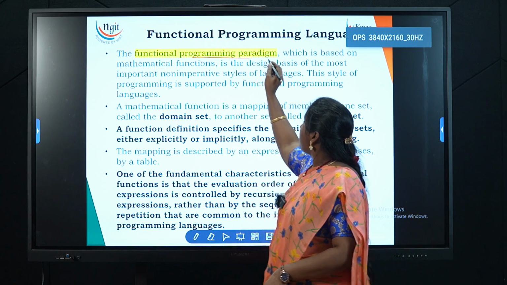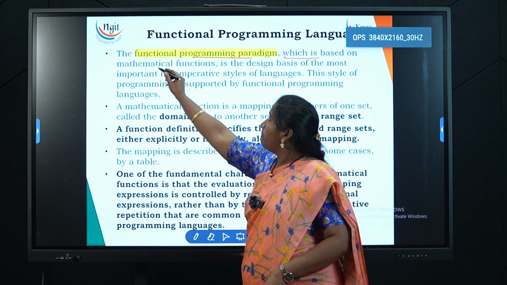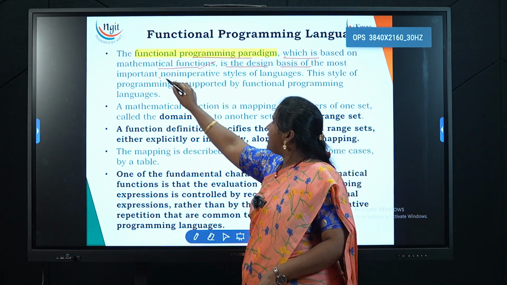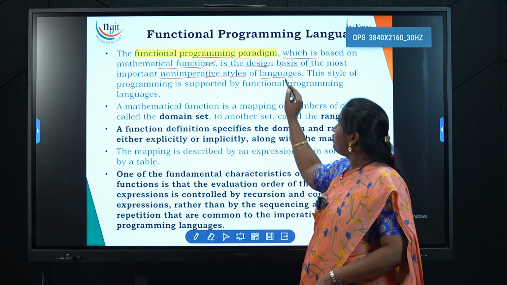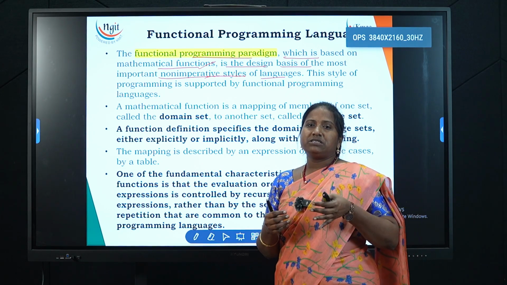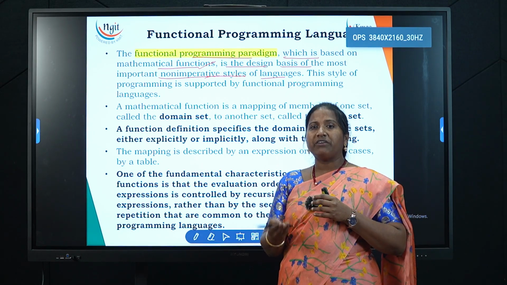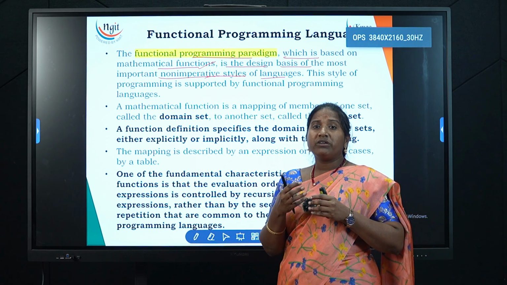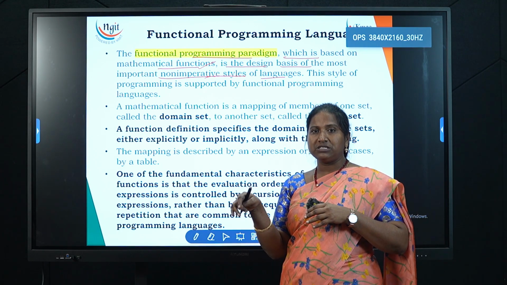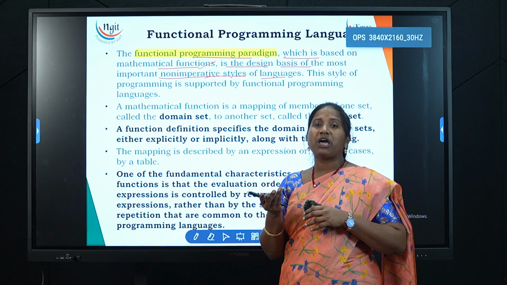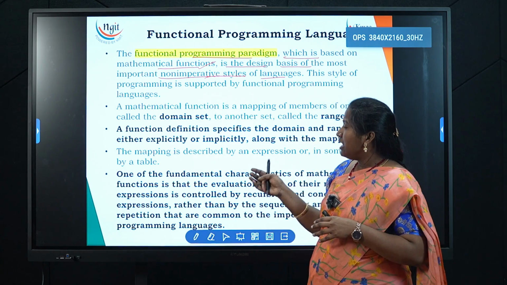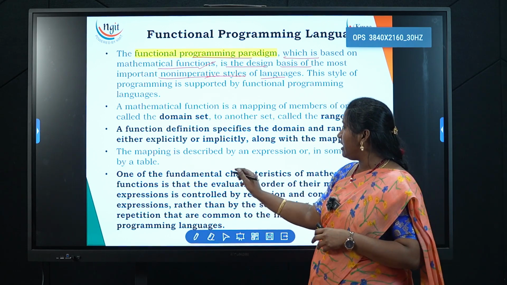So the functional programming paradigm, which is based on mathematical functions, is the design basis of the most important non-imperative styles of languages. Now the first comparison: in imperative languages, mathematical functions or having a function is just one of the features. We don't write all kinds of instructions in terms of functions. Whereas in functional programming languages, we do the programming with respect to functions, or in terms of functions. Now let's say in imperative languages we write instructions.